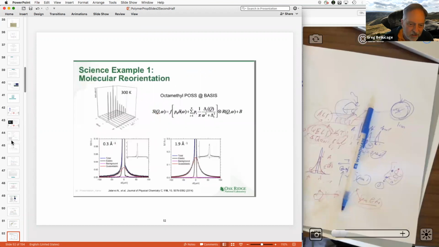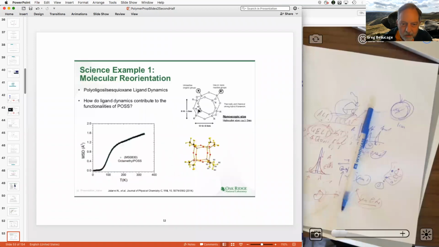So you'll see data once in a while like this. It's basically going to be broadening of the peak. That's kind of what you're looking at. This is looking at side groups. This is called POS, polyortho something silicate. These are the original nanoparticle. This is PDMS made into a nanoparticle. You can put side groups on it, and they want to know about the motion of the side groups, so they deuterate those.